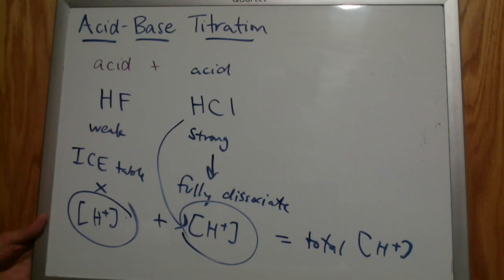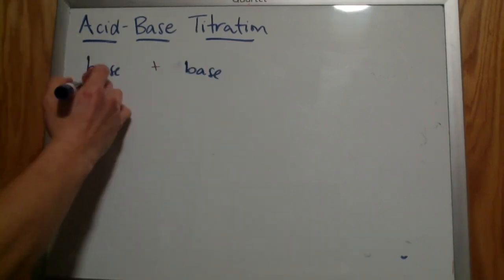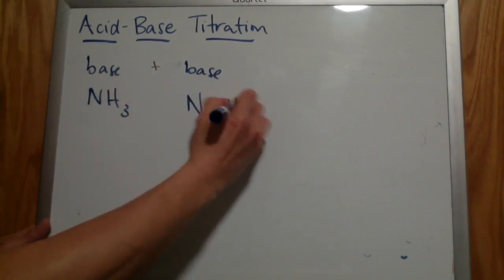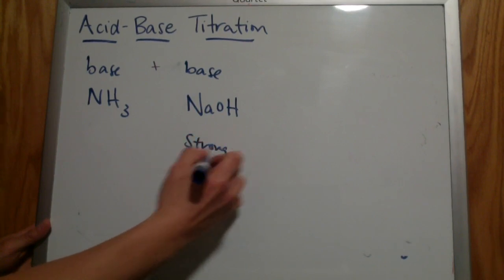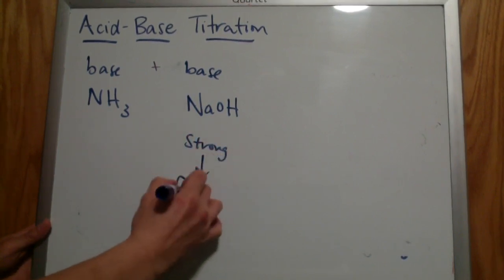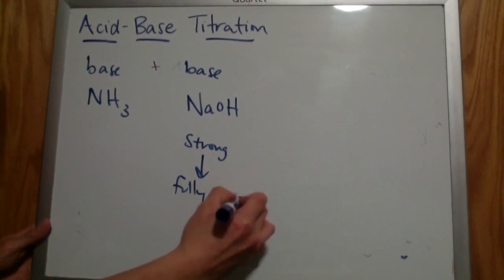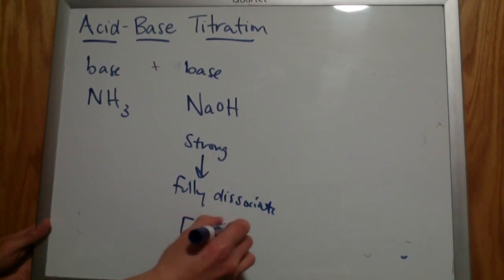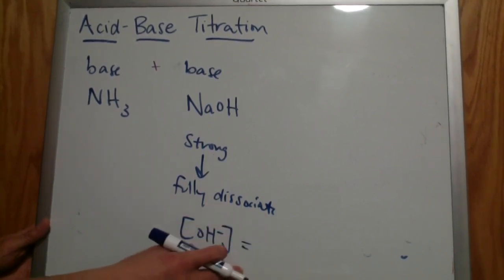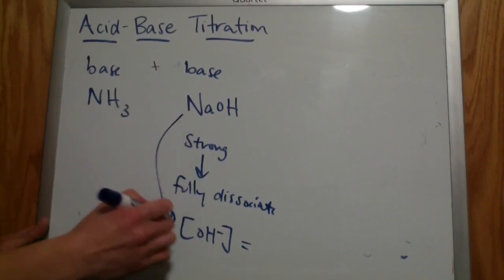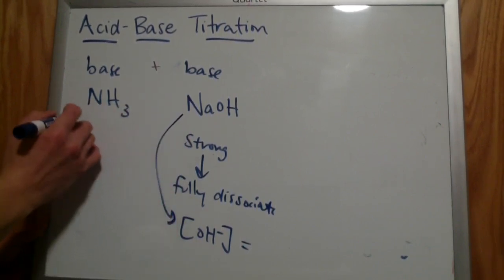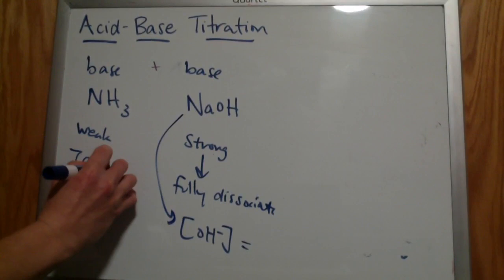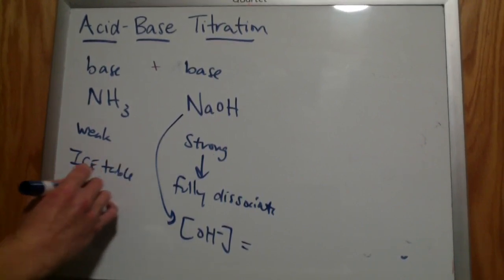And that's also similar to another scenario where we have two bases. So we have NH3, for example, and we'd have sodium hydroxide. Sodium hydroxide is a strong base, so it would also fully dissociate. And whatever the concentration of the hydroxide would be, in this case it would be a 1-to-1 mole ratio. So this would fully dissociate, so 100% of this would become the hydroxide ion. Now for the NH3, this is a weak base, so we would need to use an ice table and then use a Kb and solve for X.